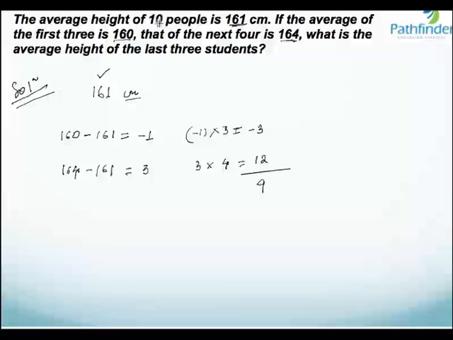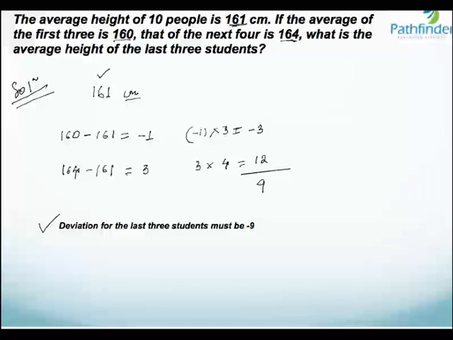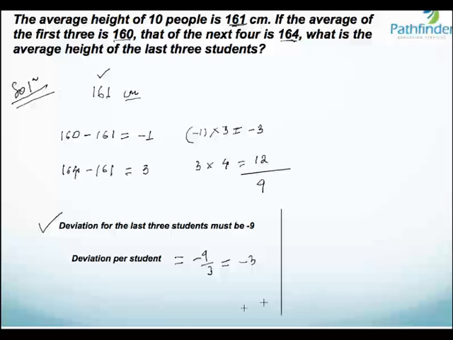And because the average of all the 10 numbers is 161, the deviation about all these 10 numbers must be 0. Which means deviation for the last 3 students must be minus 9. And if the deviation for the 3 students is minus 9, deviation per student is minus 9 divided by 3, that is equal to minus 3. And obviously this deviation is calculated from the average. So if the average height of the last 3 students is x, then x minus the average, that is 161, this is the average of the whole, must be equal to minus 3.